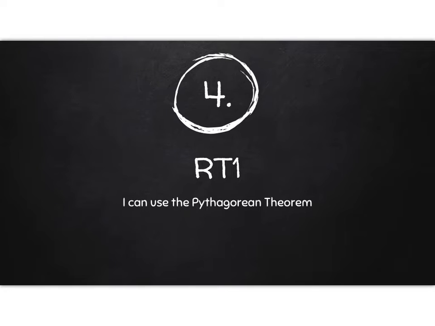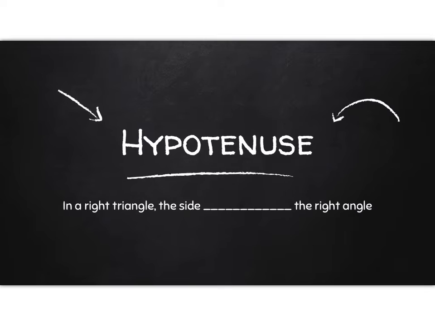RT1-4 is about the Pythagorean Theorem. So recall that in a right triangle, the hypotenuse is this side. So it's the side opposite the right angle. It also always ends up being the longest side in a right triangle.